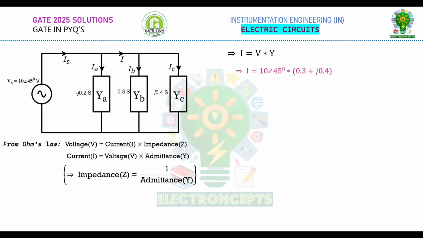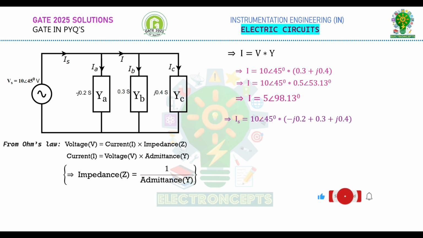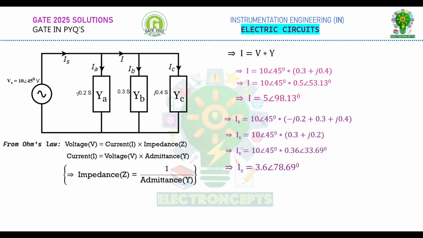Since admittances are connected in parallel, we can add them directly. To calculate current I, the admittance becomes Yb plus Yc, that is 0.3 plus j into 0.4. Simplifying this, we get the value of I as 5 at an angle 98.13 degrees. Similarly, to calculate the value of Is, multiplying voltage 10 angle 45 degrees with the total admittance Ya plus Yb plus Yc, we get the value of Is as 3.6 at an angle 78.69 degrees.